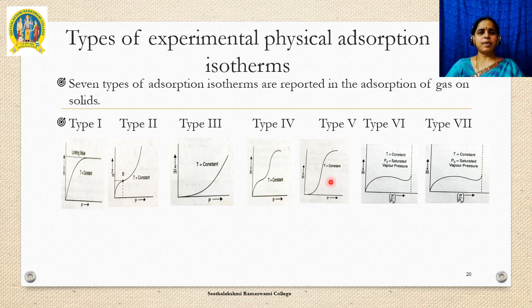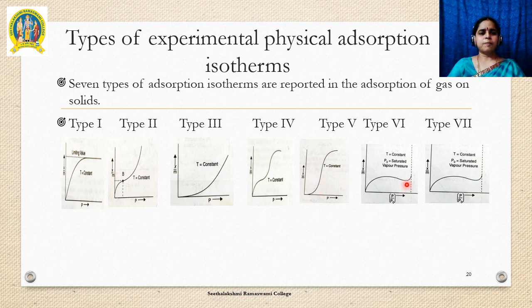Next one is type 5. This isotherm is also representing the physical adsorption of porous material. In this, the multilayer formation is noted from the beginning itself. Example for this type is benzene adsorption on ferric oxide at 50 degrees.